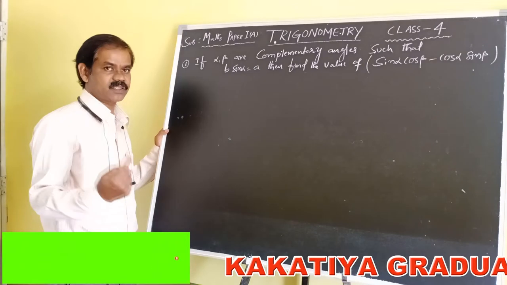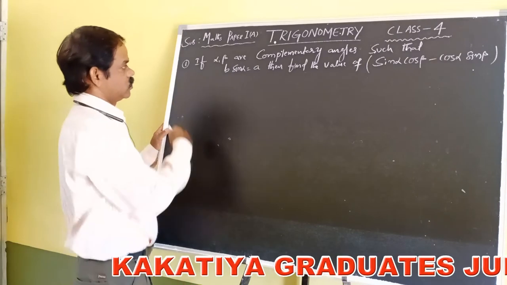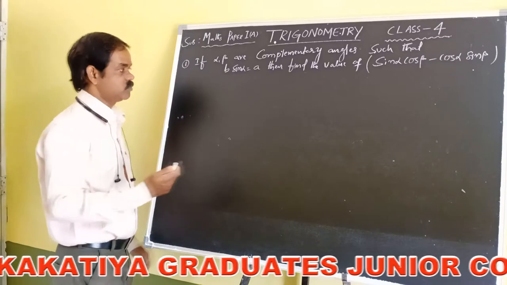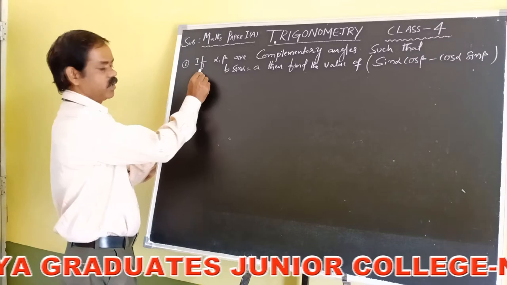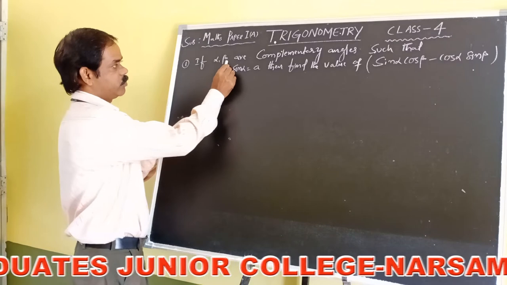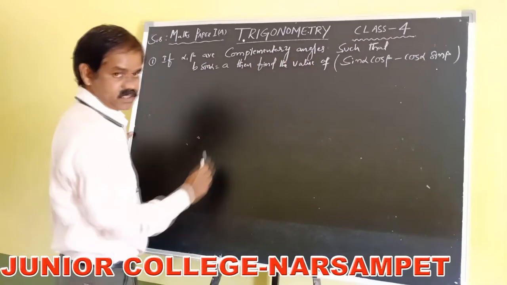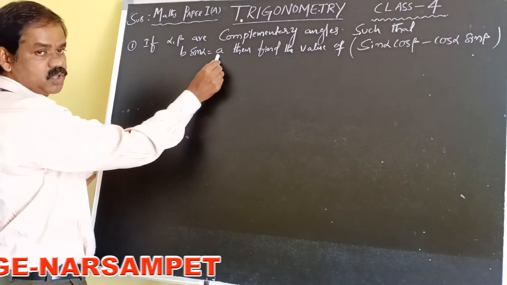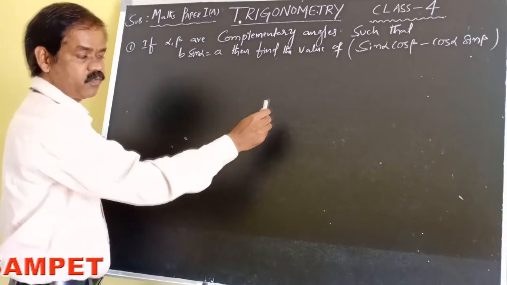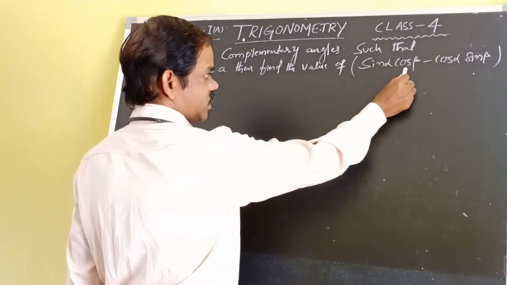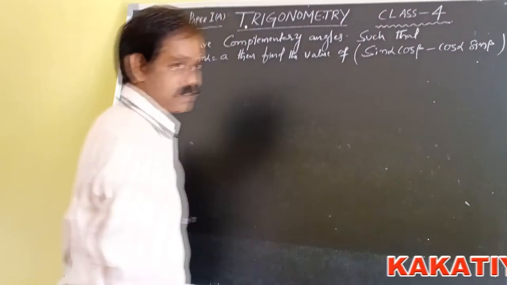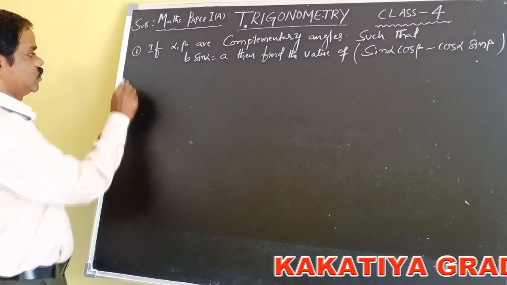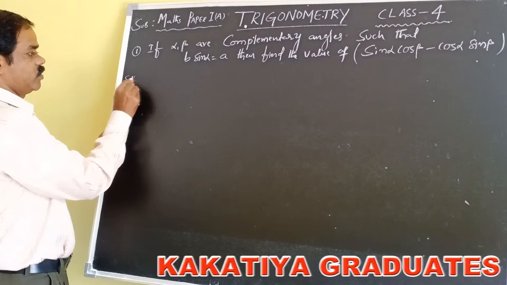Yesterday's class is continuing, so today we solve some more problems. The first one is: if alpha, beta are complementary angles such that B sin alpha is equal to A, then find the value of sin alpha cos beta minus cos alpha sin beta. Okay, so you can solve this problem now.